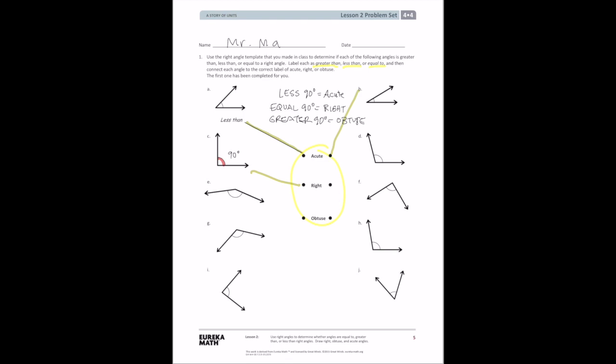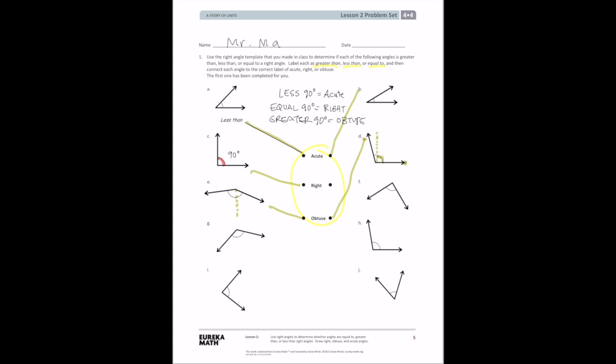D, well, if we were to put our compass there, we can measure from this point on this ray over here. And then if we were measuring it, we know that at this point, up until this point where I have the dotted line, that's 90 degrees. But then it goes past that. So therefore, it's greater than 90 degrees. So we know that's called an obtuse. Okay? E, clearly, it's greater than 90. If I were to use my ruler and my compass, I realize that it's going to be greater, so that's going to be obtuse.